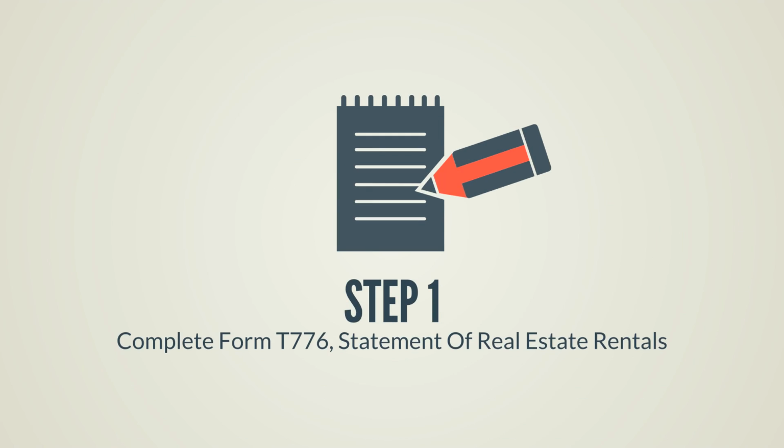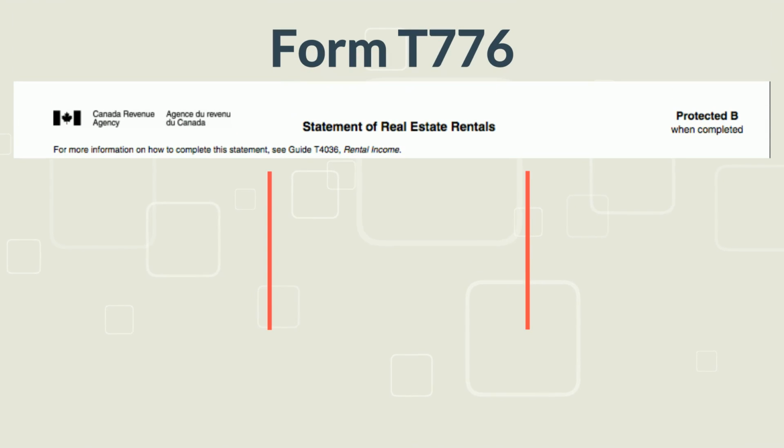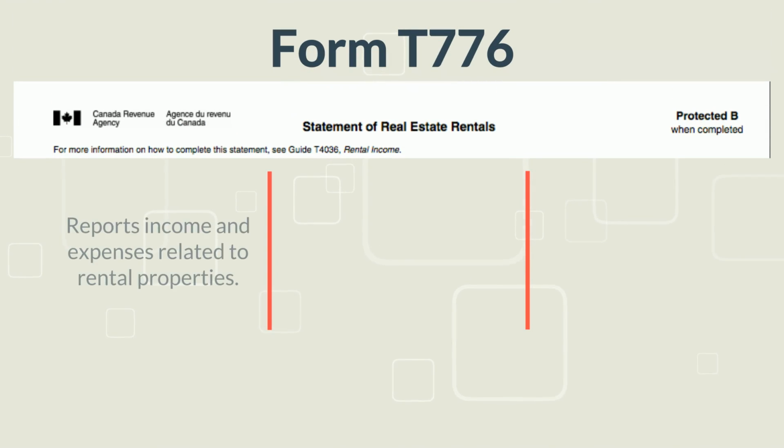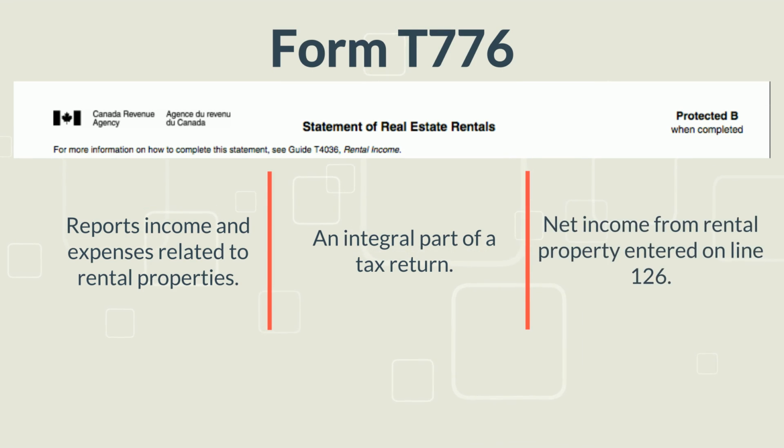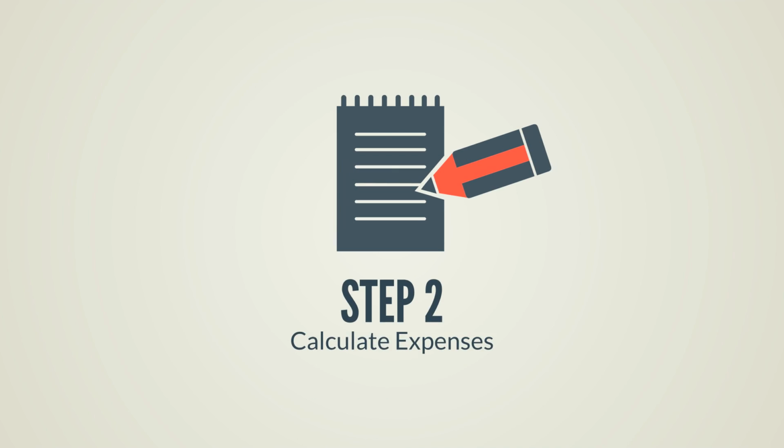Number 1. Complete Form T776, Statement of Real Estate Rentals. Form T776 is used to report the income and expenses related to your rental property for tax purposes. It's an integral part of your tax return. The net income from your rental property, calculated on Form T776, should be entered on line 126 of your income tax return.